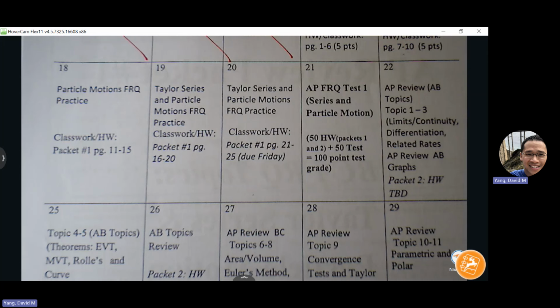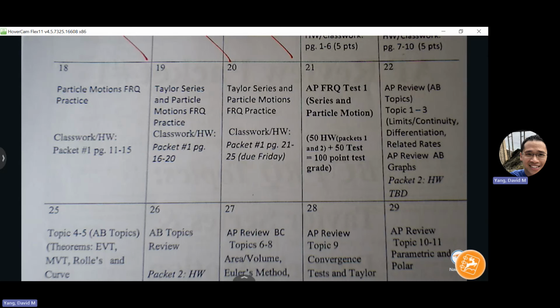Okay, so today we've seen the two big categories of problems that you're going to see on the test for Thursday. So we're just going to practice through them. Today we'll continue to work through parametric particle motion problems, and tomorrow on Wednesday we'll try to finish off the packet and get some more FRQ practice, and then Thursday is the test. There should be two problems. Page one will be particle motion, page two will be Taylor series.